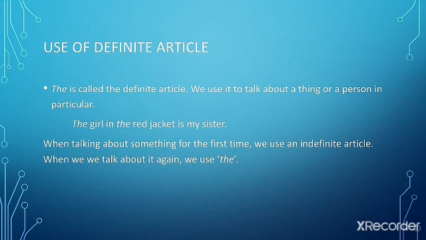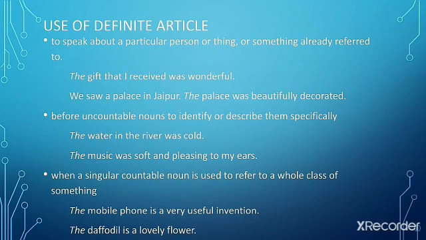For instance, Sana bought a bag. She also bought an umbrella. She bought the bag at the metro and the umbrella at the Spencer's. Here, when we talk about the bag and umbrella for the first time, we used the indefinite article, and when we talked about them again, we used the definite article. Now we'll see the further use of the definite article. To speak about a particular person or thing or something already referred to. Example, the gift that I received was wonderful. We saw a palace in Jaipur. The palace was beautifully decorated.